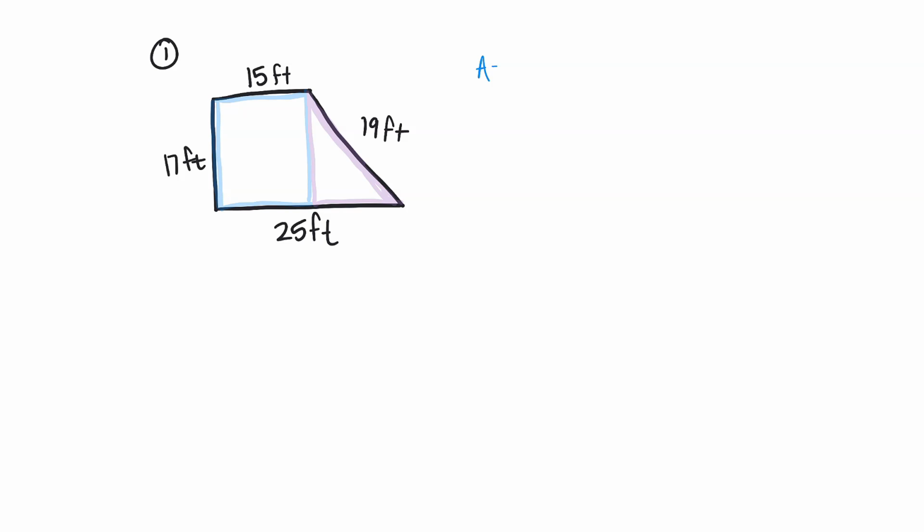So the area of a rectangle is base times height. The area of a triangle is half base times height because it's half of a rectangle. Okay, so what I'm going to do is go through and put in those dimensions so that I can get ready to solve them.